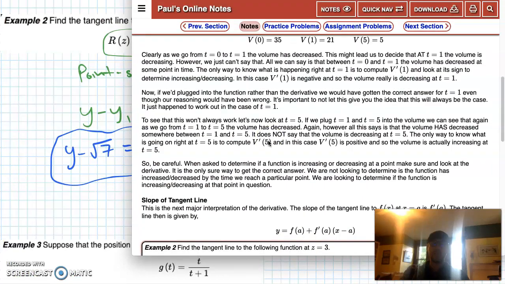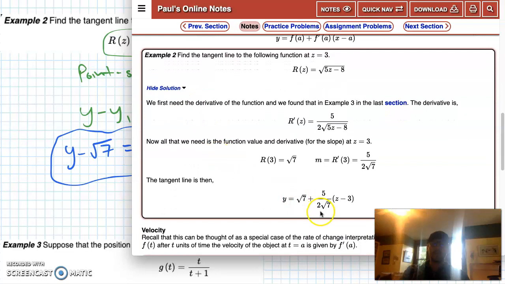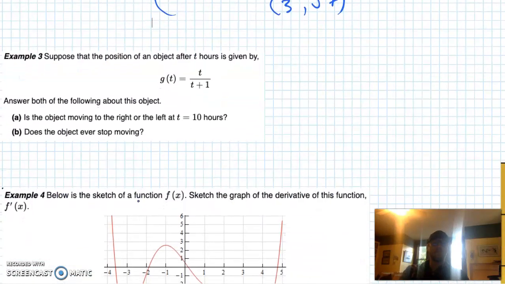I didn't check the answer because I was just feeling so confident in our work. Oh, he left it basically the same. He just added the root 7 over to get the y by itself. So that's okay. All right.